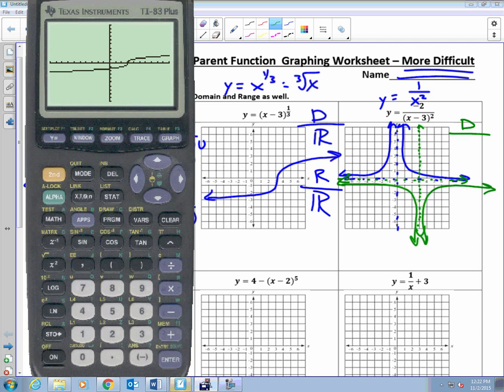What is the domain of that green graph? 3 to infinity. Range. Where do I start? Negative infinity up to, do I include 0? No way, Jose.